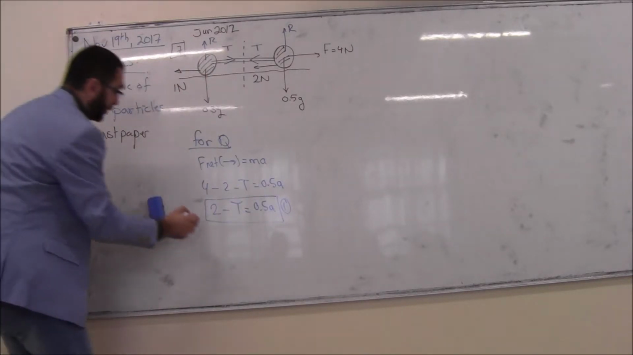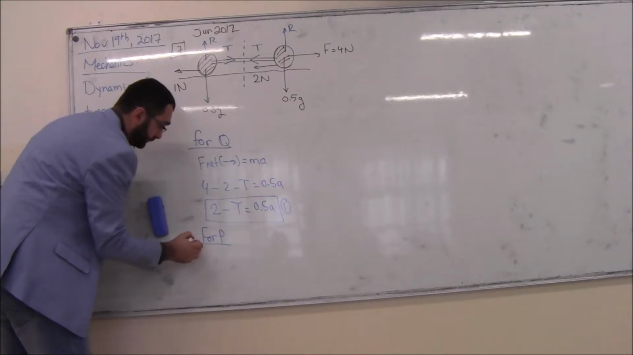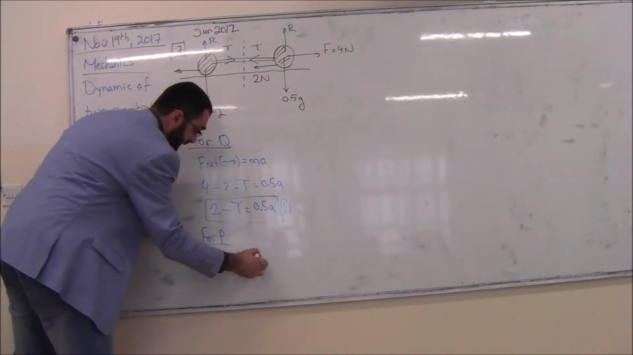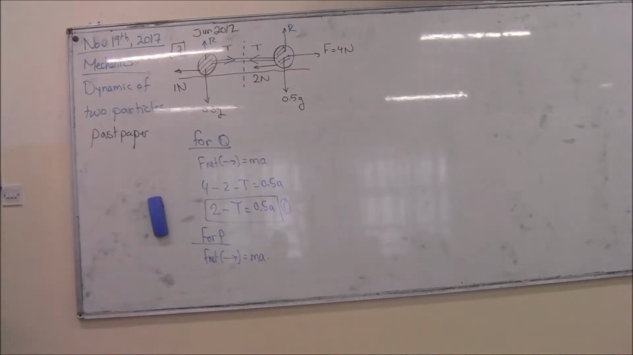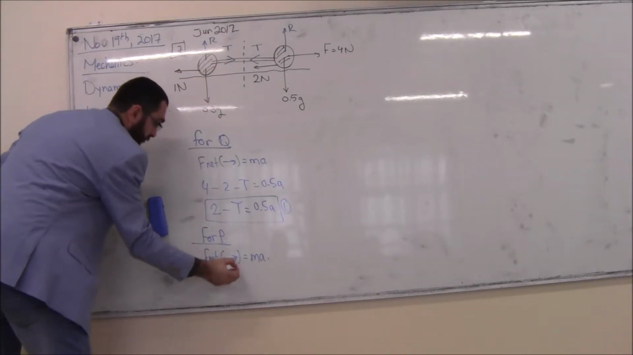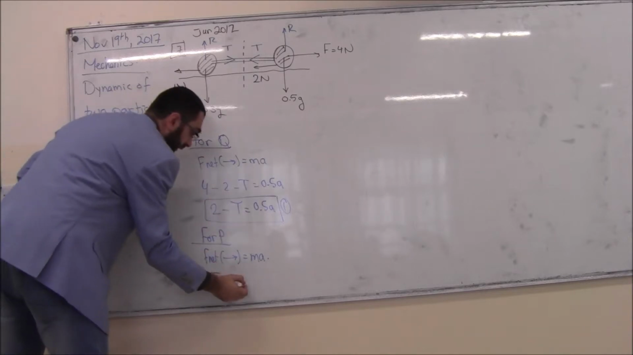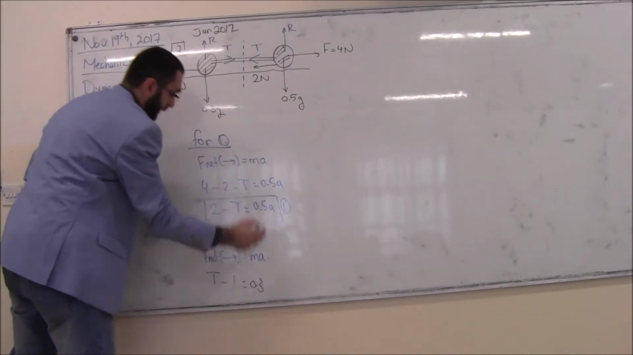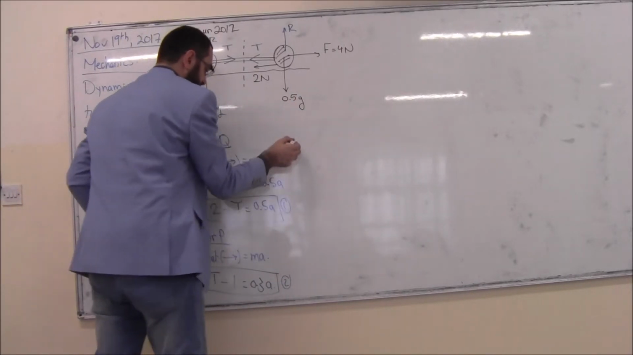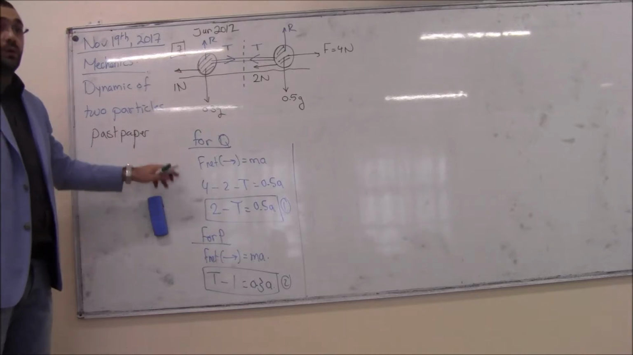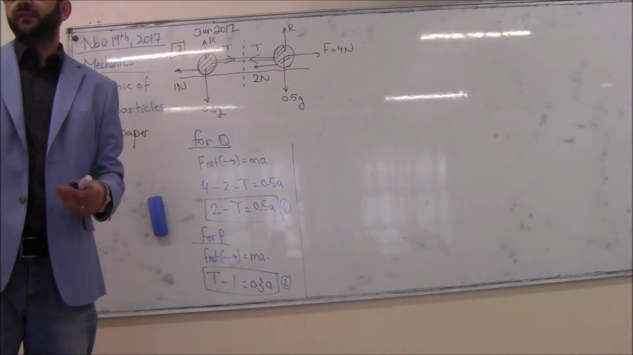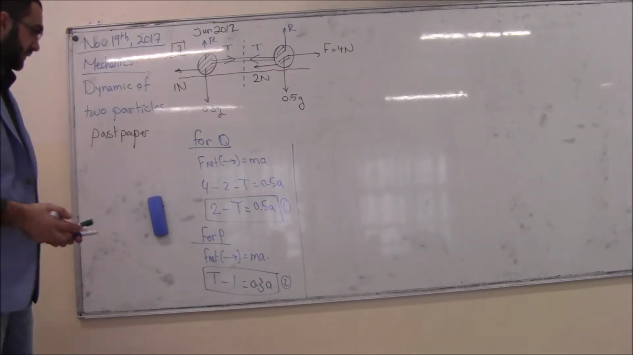This is for Q. For P, similarly, F net forward equals MA. What do we have here? T minus 1, right? Equals 0.3 times A. Ustaz, I solved it as one particle. Yeah, you can, same thing. But actually you will redo it again in order to find the tension, and we have to do it like this.